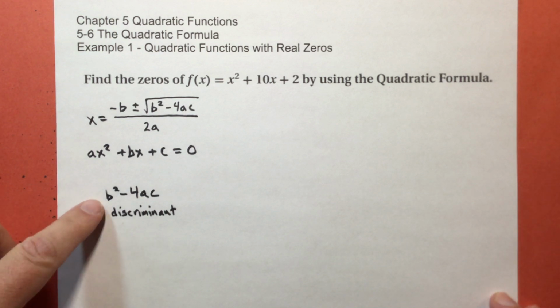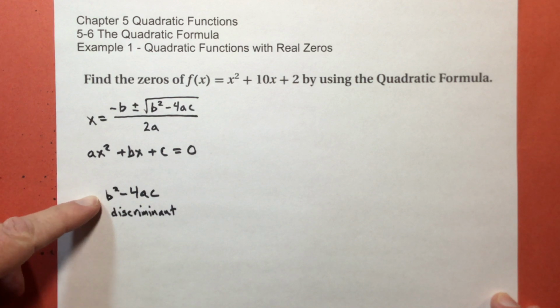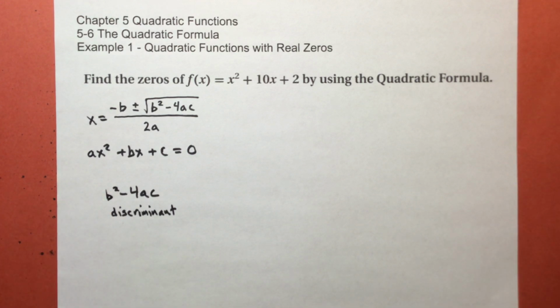When we talk about this being sorted or discriminated, we're going to sort it into: do I get 2 answers? Do I get 1 answer? I should say solution instead of answer. Or do I get 2 imaginary solutions? And remember, I said 1 solution. I should have caught myself. That's when I get the same thing twice. All right, so I always get 2.